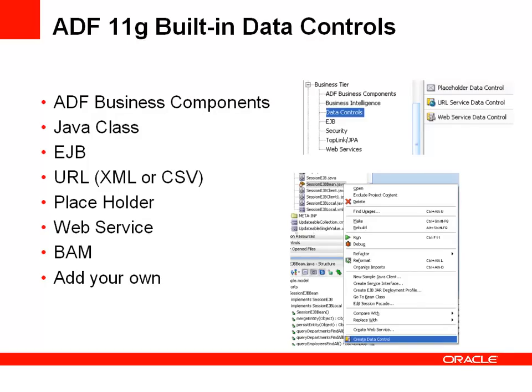Some of the ADF 11G built-in data controls that we have here are, obviously, the ADF business components, Java classes, EJBs, and the placeholder data control, which is very effective at allowing us to prototype pages and then plug in the functionality later without losing a hold on the functionality that we wanted in there. The one that we're going to be looking at primarily in this demo is the web service data control. We also have the BAM data control as well, which, as we talked about in the last slide, is for integrating BAM functionality.